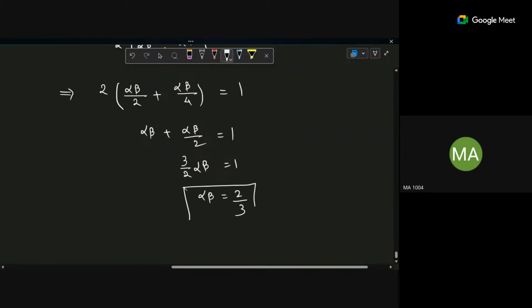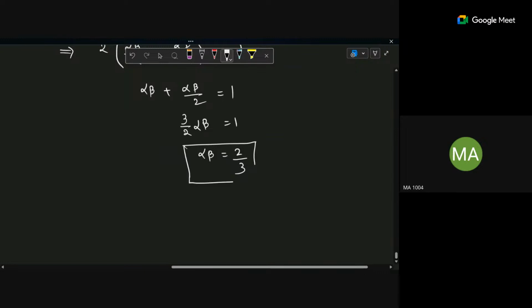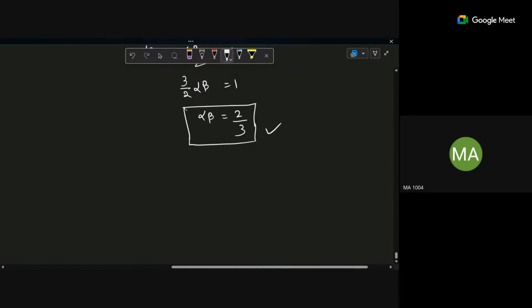So this is one of the options. So that's the correct relation. Okay. So the next question was question number 17 or 16. What was it? 17, I guess.